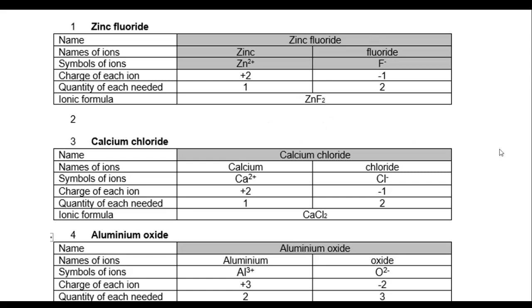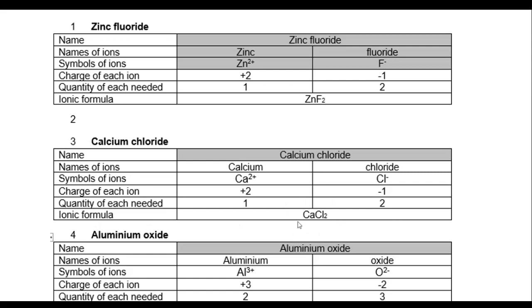For calcium chloride, it's a similar situation. Calcium has a +2 charge, chloride only has -1, so we need 2 chloride ions to make up the -2 charge. So CaCl2 is the formula for calcium chloride.